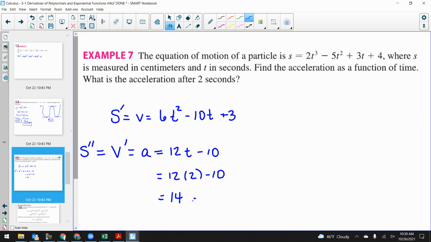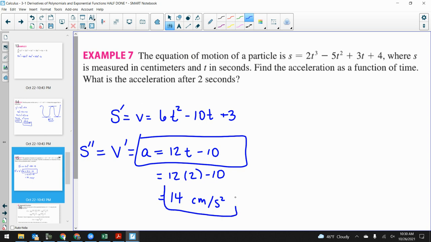Centimeters per second squared, right? Acceleration is always units per second squared, right? So 14 centimeters per second squared. So it said find the acceleration as a function of time. And then what is the acceleration after 2 seconds? 14 centimeters per second squared.